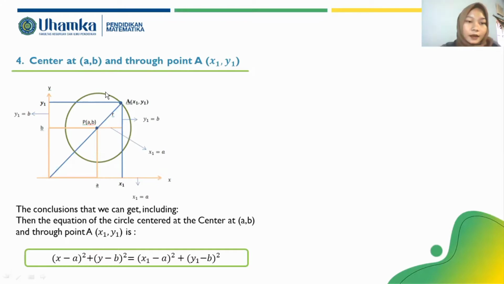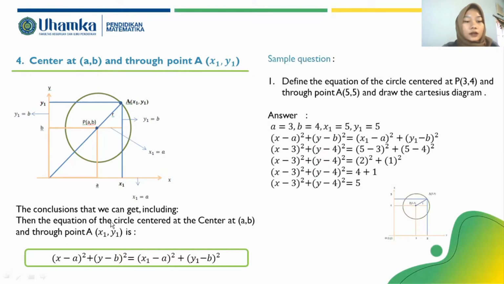Now, if we take a look at the image, the conclusion that we can get is the equation of the circle centered at a, b and through point x1, y1 is x minus a squared plus y minus b squared equals x1 minus a squared plus y1 minus b squared.